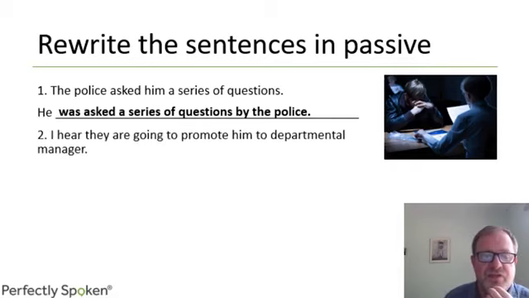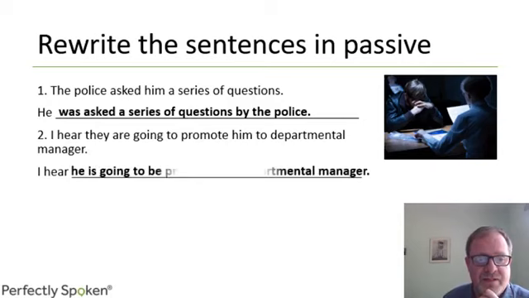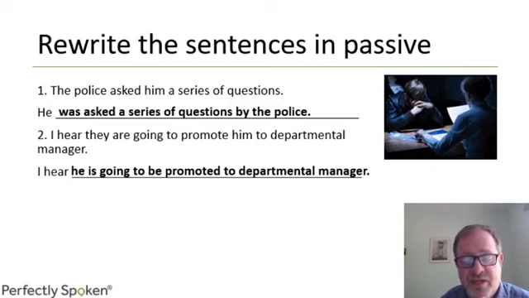I hear they're going to promote him to departmental manager. Again, here a passive would be more suitable because we don't like to use "they" as a subject in these sentences. I hear he is going to be promoted to departmental manager. Again, we won't put "by" because "they" is not important.